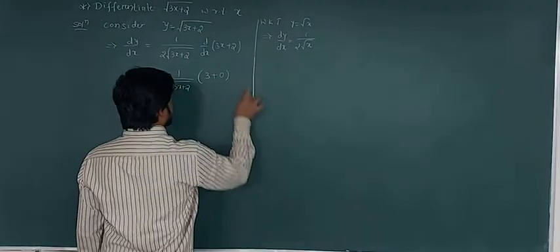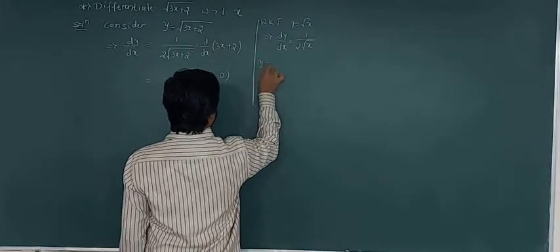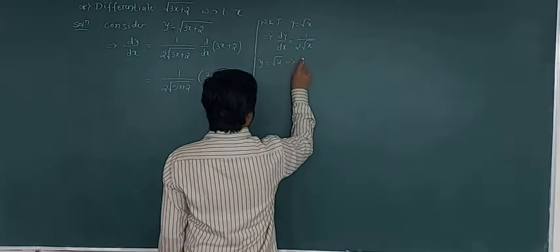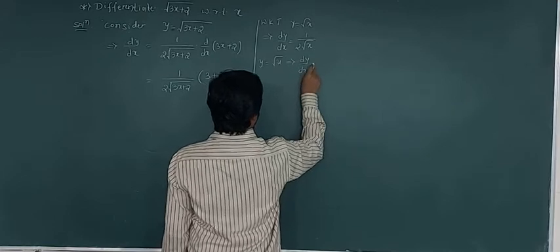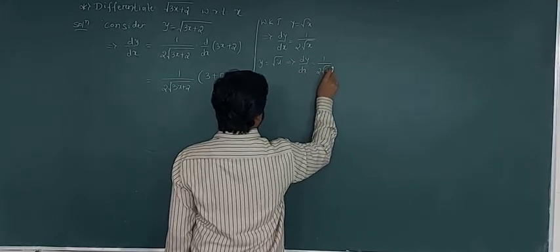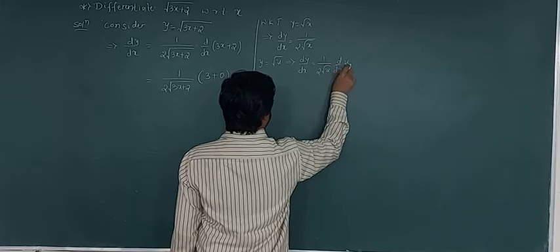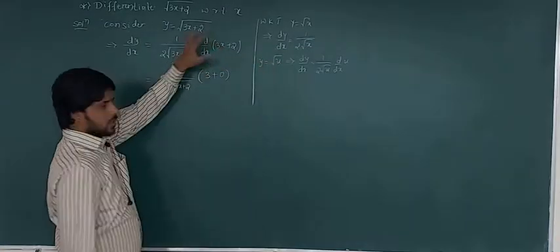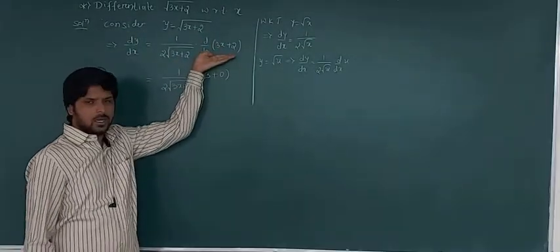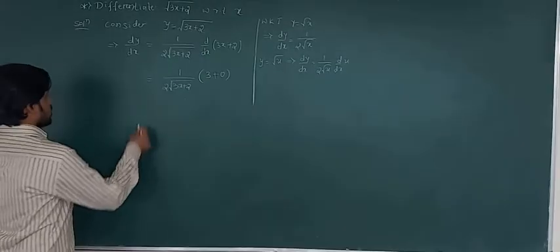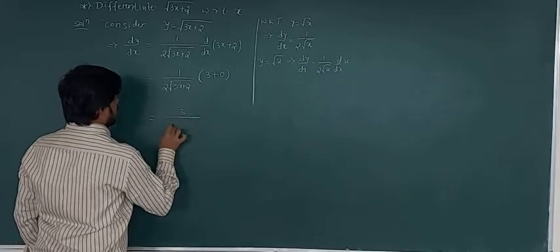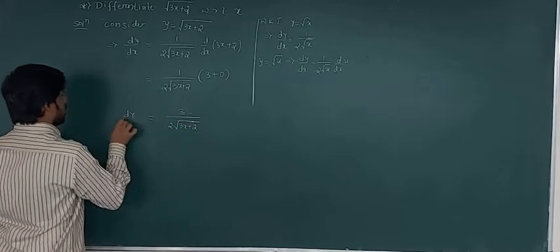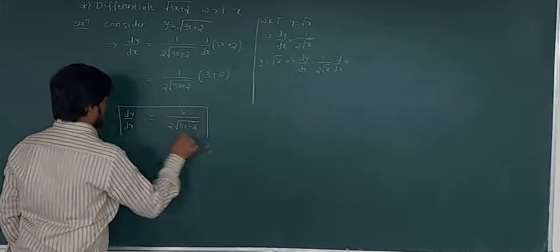Here, suppose if y equal to root u, the derivative of this function, dy by dx, is equal to 1 upon 2 root u into du by dx. So in place of u we have 3x plus 2. So that's why here du by dx. Okay. So after simplification we get 3 divided by 2 into root 3x plus 2. This is our derivative of the given function.